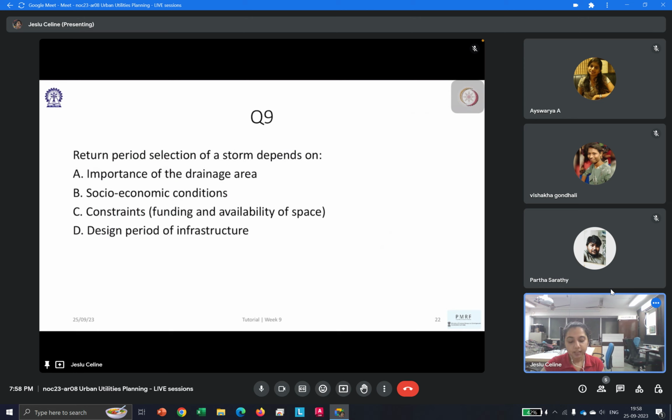Question 9 again. Return period selection of a storm depends upon which of the following? A. Importance of the drainage area. B. Socio-economic conditions. C. Constraints on funding and availability of space. D. Design period of infrastructure.